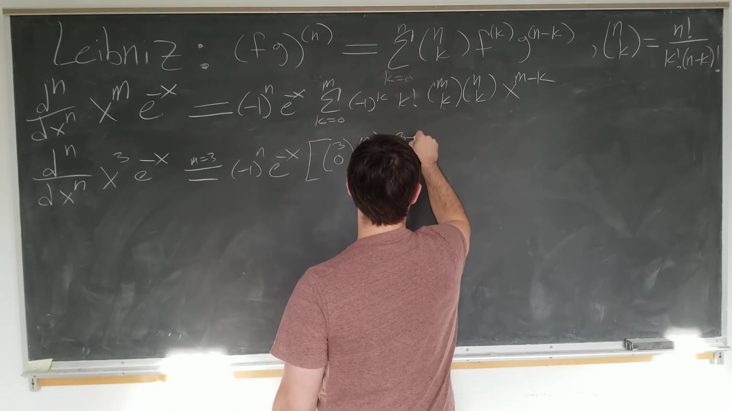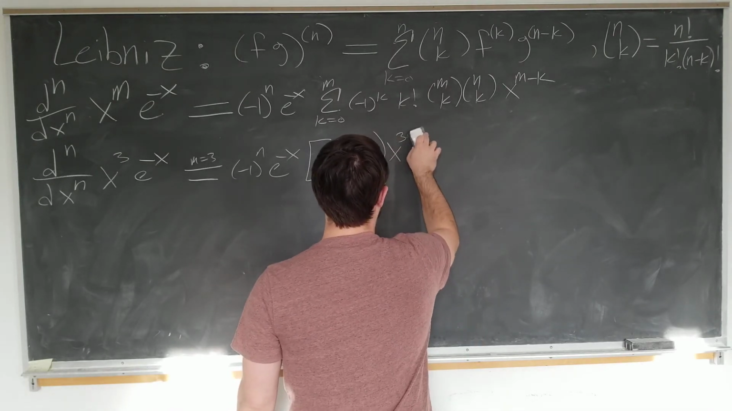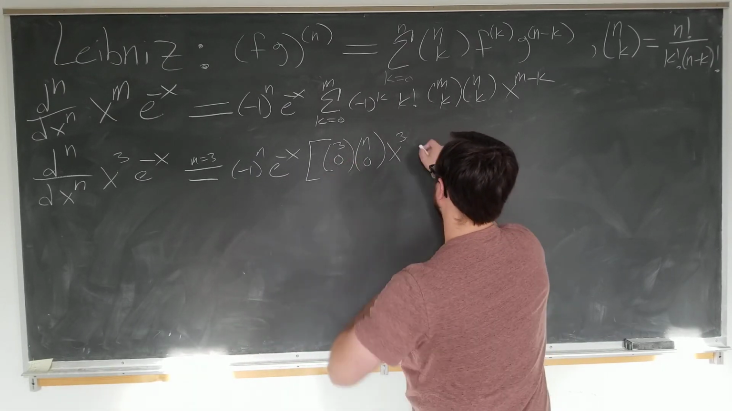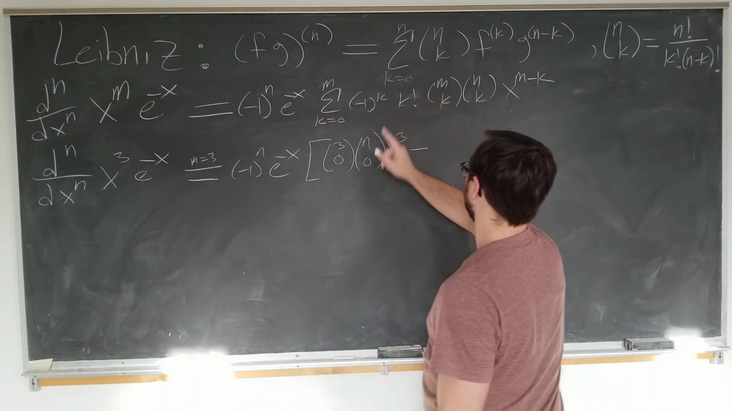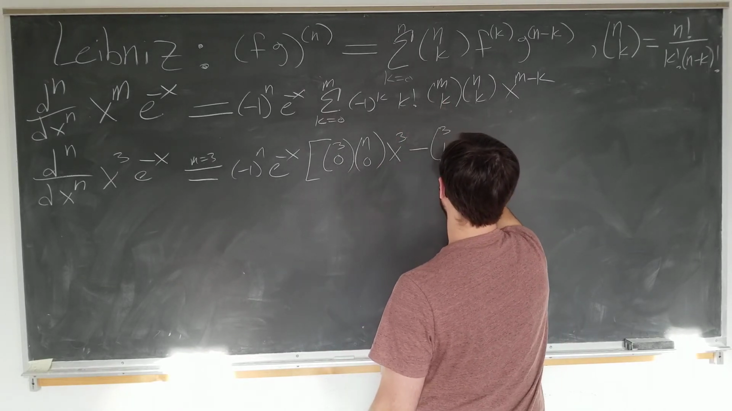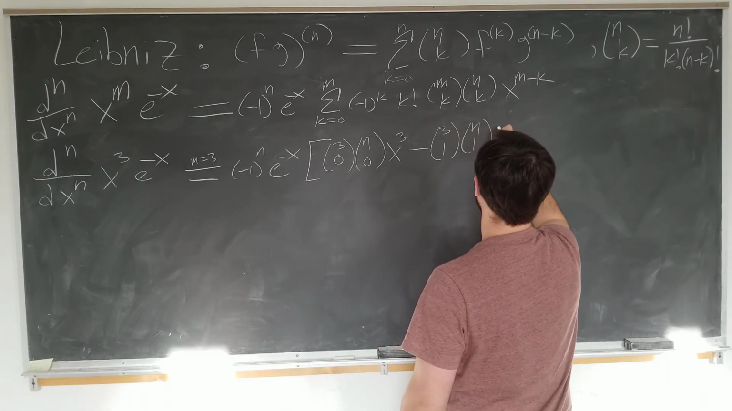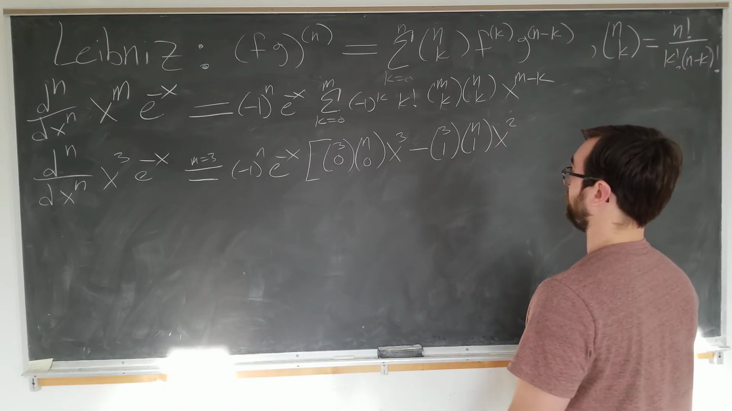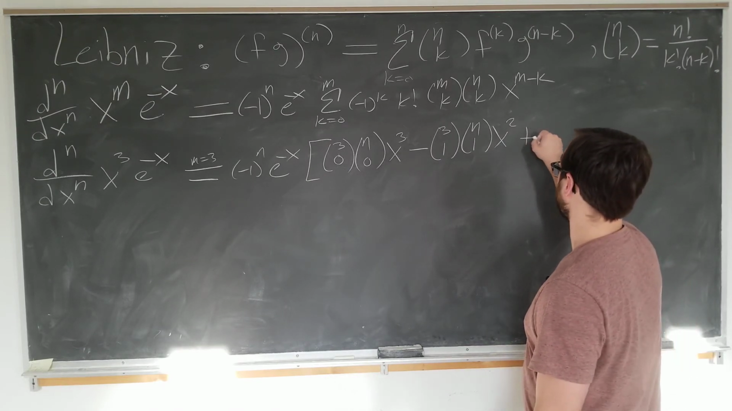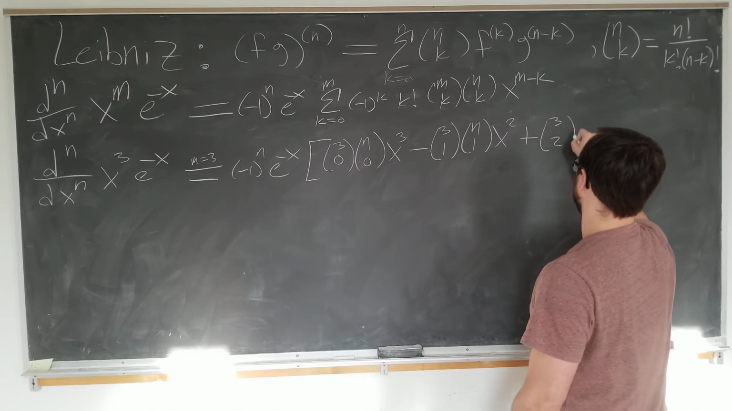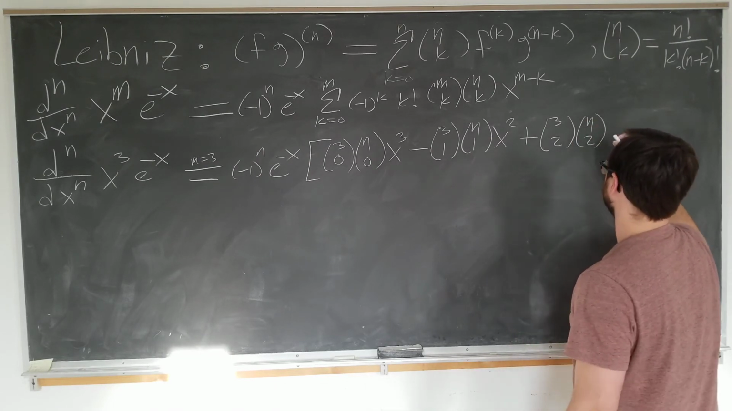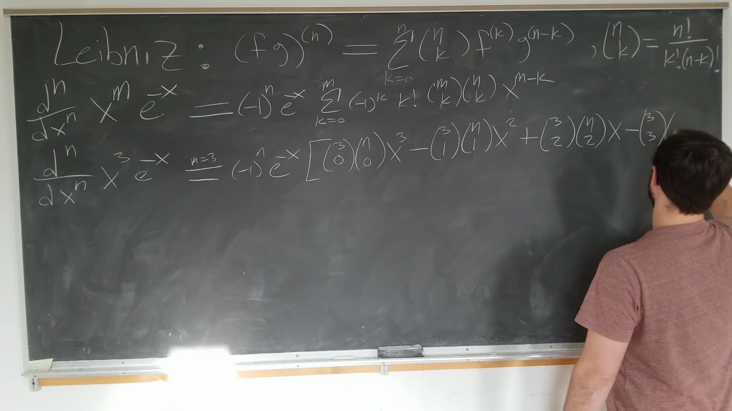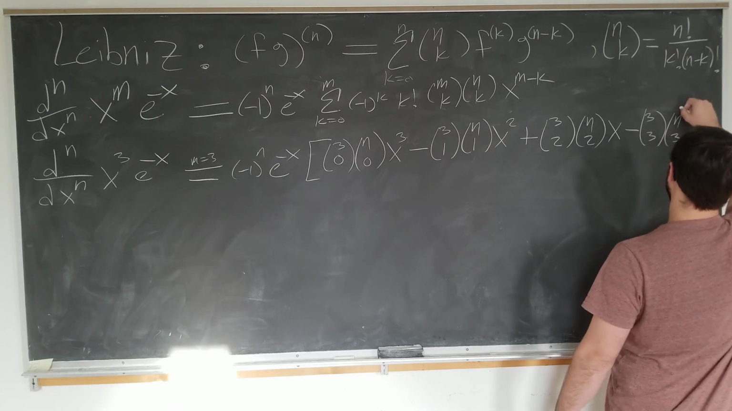x to the 3 minus 0. And now we're going to have minus 1 factorial, 3 choose 1, n choose 1, x to the 3 minus 1, which is 2. And plus 3 choose 2, n choose 2, x. Minus, last term, 3 choose 3, n choose 3, and that's it.